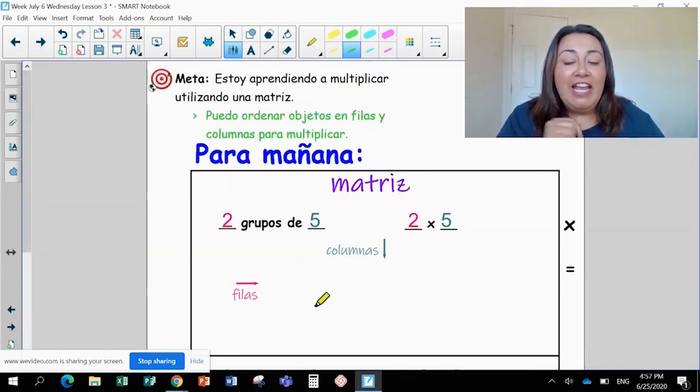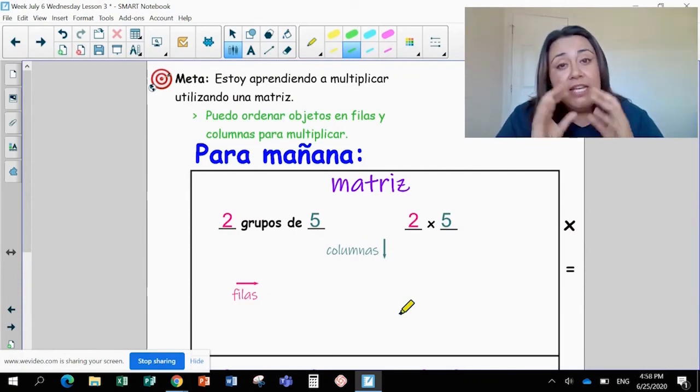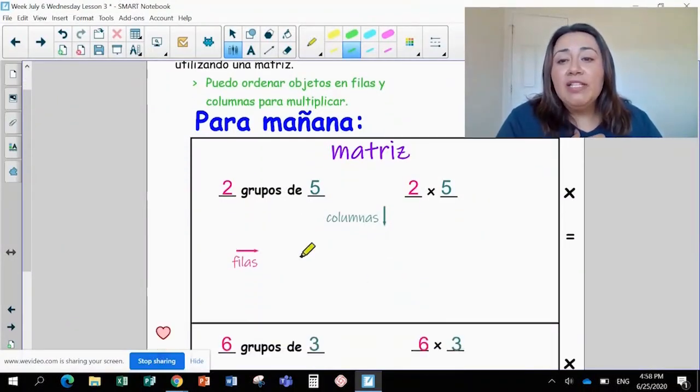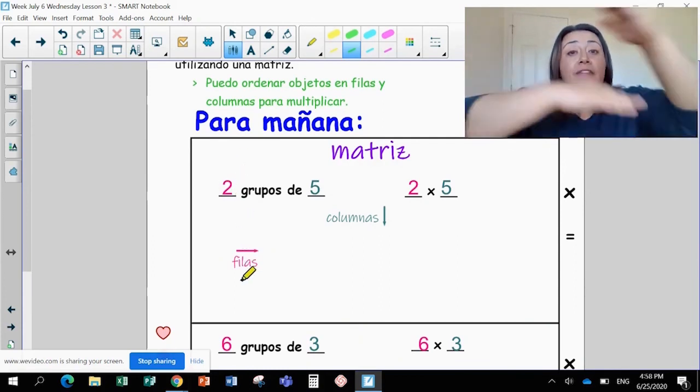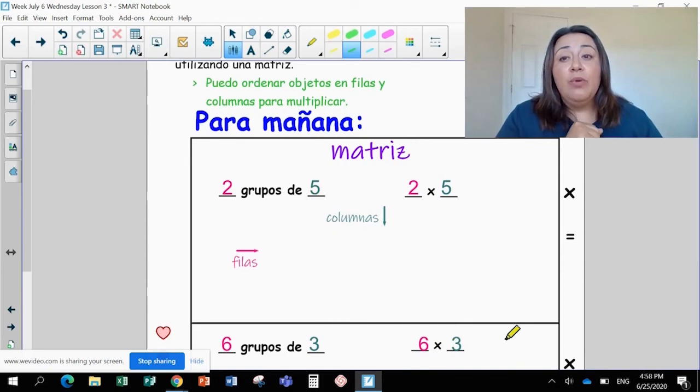No hemos terminado. Vamos a ver. Tengo algo para ustedes. Para mañana, ahora que hemos practicado juntos, quiero que lo intenten ustedes solos. Así que tomen su pizarra, su marcador o tomen su lápiz y papel y apunten este problema que quiero que ustedes representen en una matriz. Muy bien, niños. El primero es 2 grupos de 5. Recuerden, el 2 representa las filas y el 5 representa las columnas. 2 por 5.